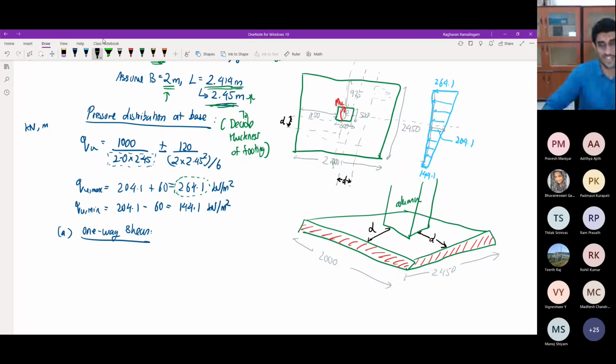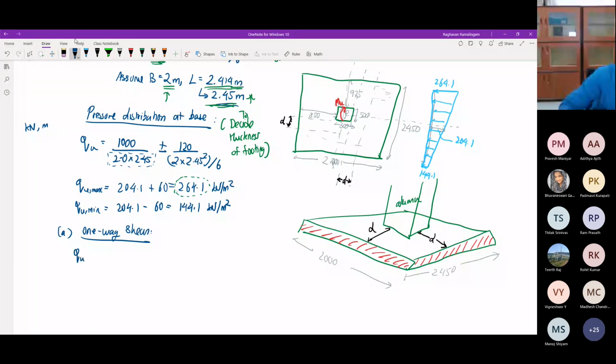Which one do you want to take? The shorter one. Yes, exactly. Why? The area of the face is smaller, so therefore the shear stress there will be more. Yes. So therefore that is what you want to take. Checking for this automatically will satisfy the check along the longer direction. So that's what you can do.